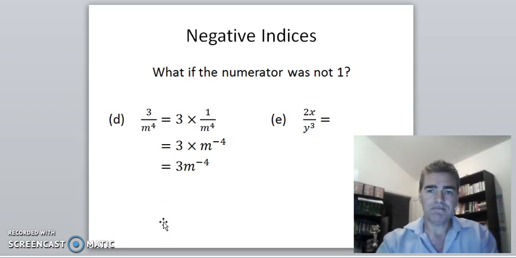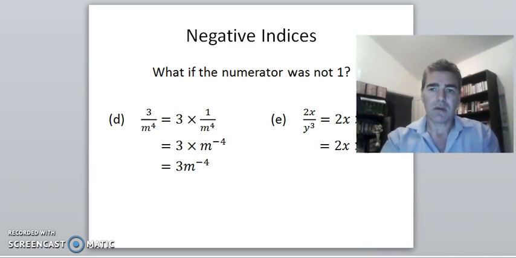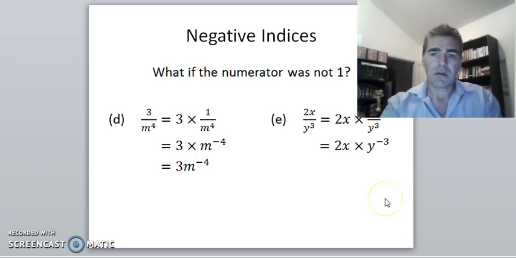So let's try another one. We have over here the numerator of 2x over y cubed. So we'll separate that out. Let's bring that numerator out and times it, and change that numerator to a 1. Now what we have is 2x times y to the negative 3. And we can rewrite that, without the times sign, as 2x y to the negative 3.